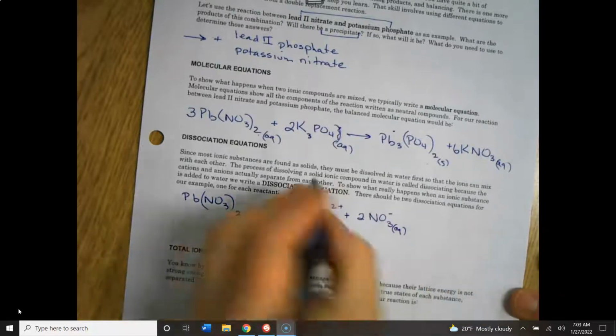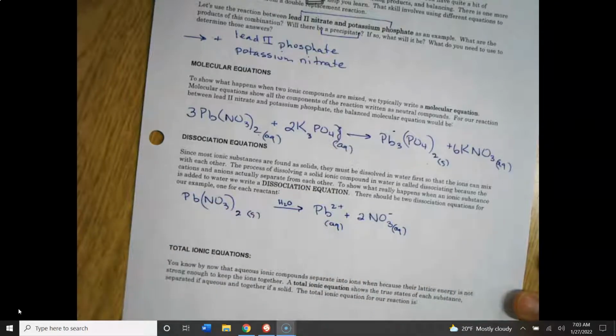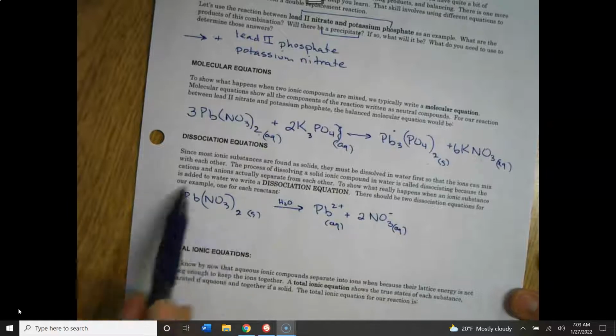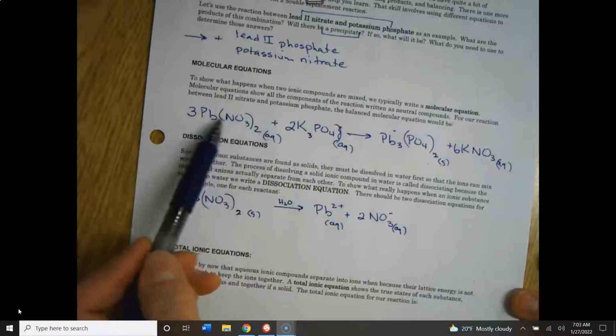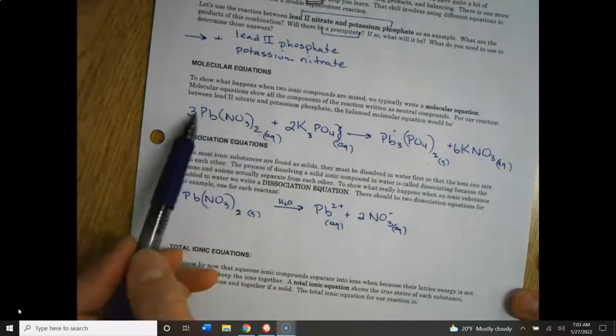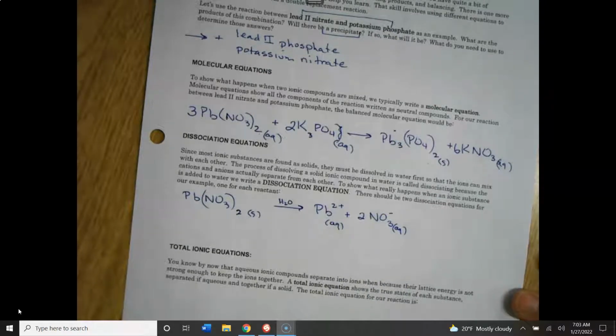Some students like to put water as a kind of catalyst because obviously in order to get this to happen, you need to have water available. So that's how I go from my lead nitrate to my aqueous substance. But remember, because it's an ionic substance, it's not really together. It's really separate like this. So a dissociation equation allows you to see that it's actually separate.